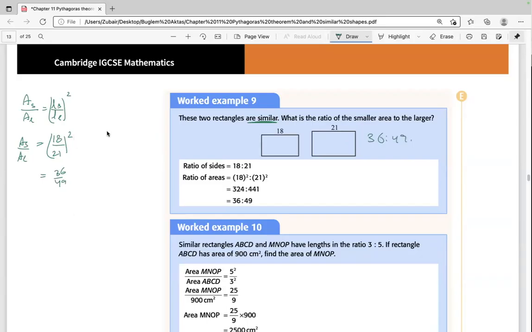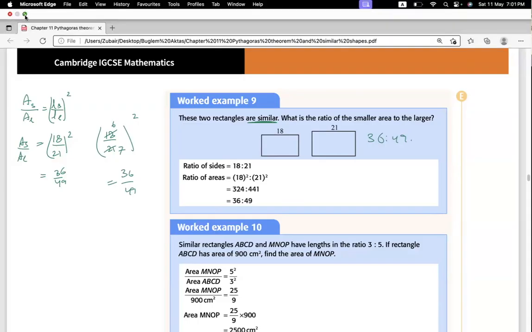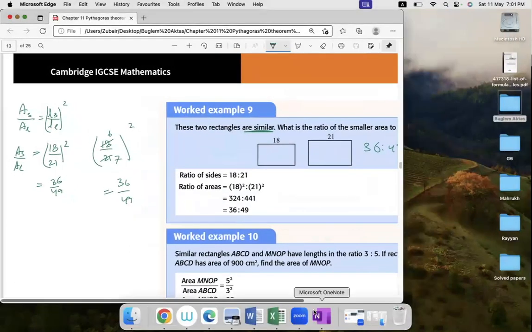If I simplify as well, this is 3 sixes, 3 sevens. 6 squared is 36, 7 squared is 49. Why did they say area if we can't find the area? We're not finding the area, we're just telling the ratio. Oh, but isn't it times... oh wait, yeah, we did square it. So yeah.